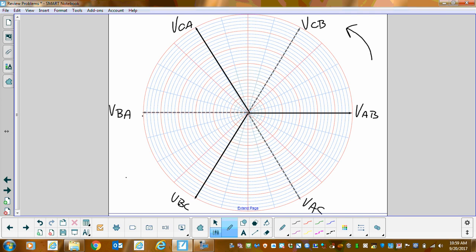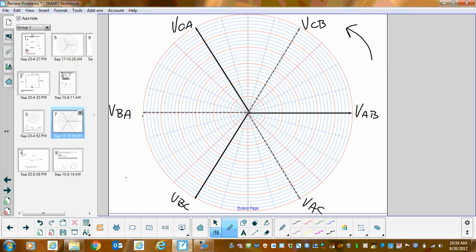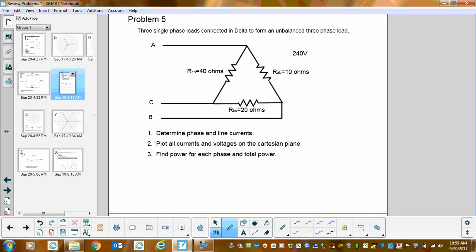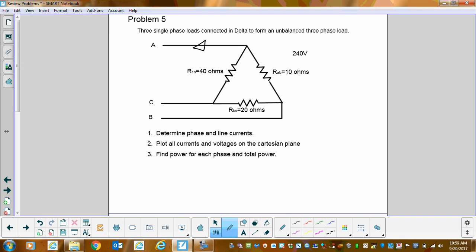When we go to take a look here, I'm going to just backtrack to this screen and take a look. So when we want to calculate this current right here, that's going to be the vector sum of what two phase currents? AB and AC. AB and AC. So AB is easy.